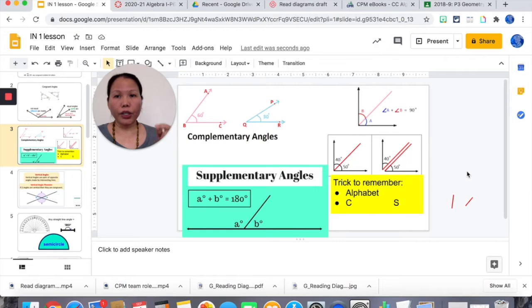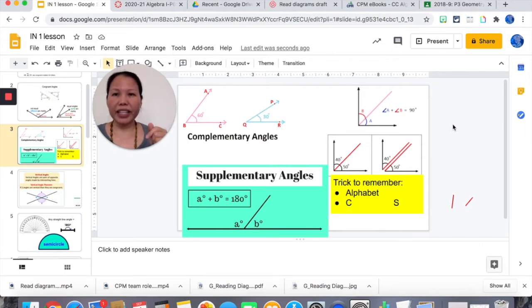Supplementary angles are two angles that add up to 180 degrees, or just make a straight line. A straight line is also 180 degrees. Okay, here is the trick to remember complementary or supplementary. Sometimes when we ask you about complementary, you need to recall this number right away. Complementary, 90 degrees. Supplementary, 180 degrees. You've got to remember that right away.